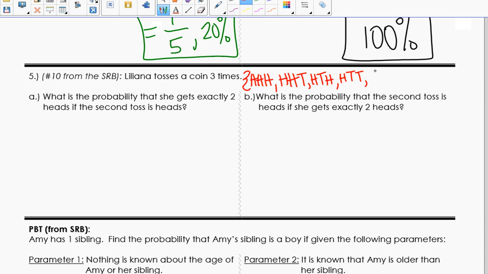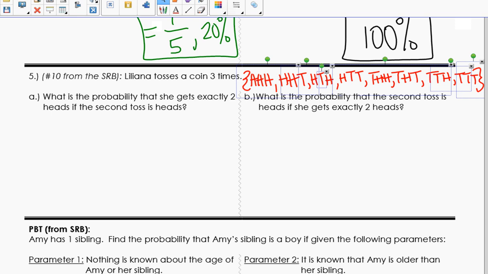Sorry, give me 1 minute to write them all out. It makes it a lot easier. Maybe not for you, but this is the way my brain operates. Okay, so these are your 8 options.